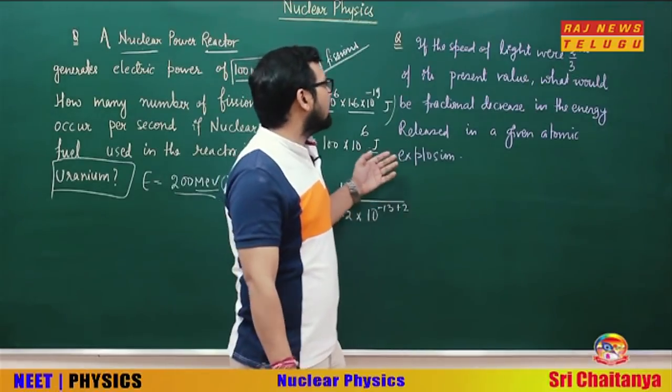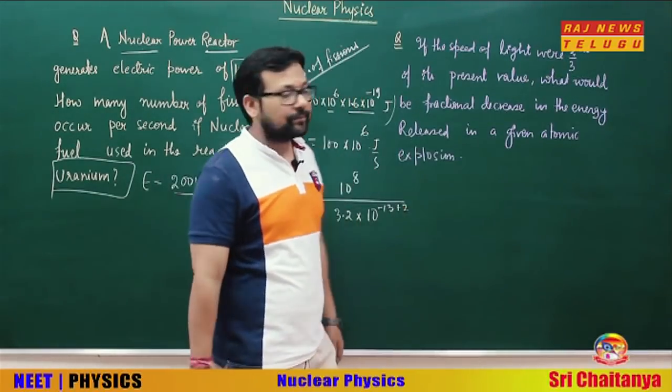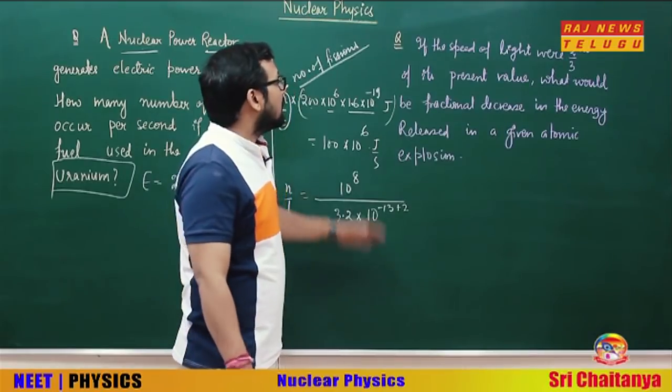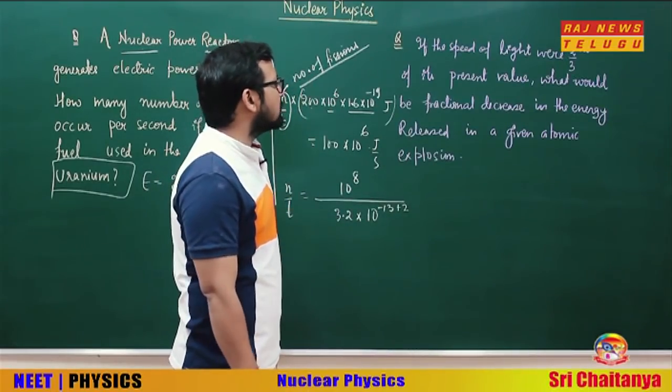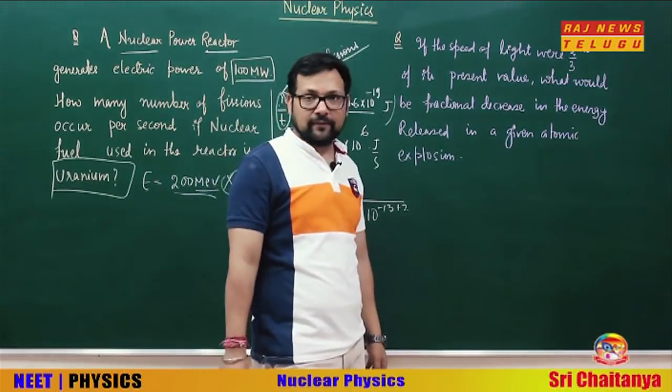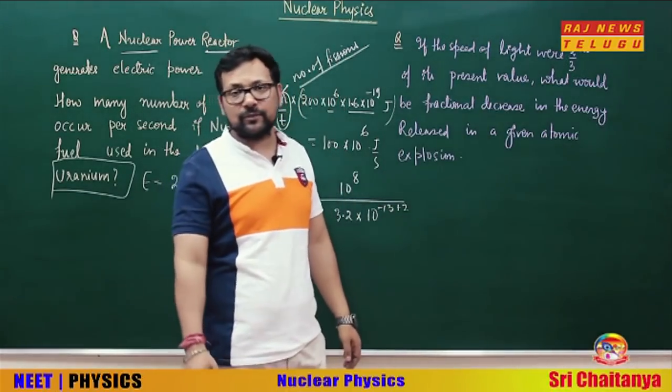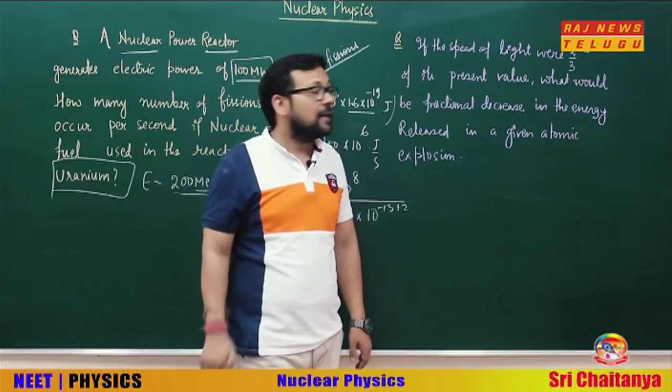Okay, so moving to the next question. Next variety: if the speed of light were 2 by 3 of its present value, okay, so c is not the speed of light, students, it's 2c by 3.